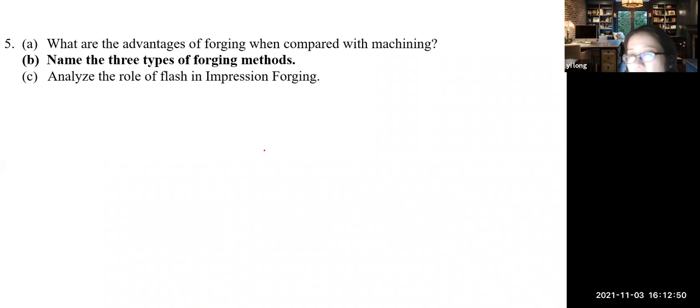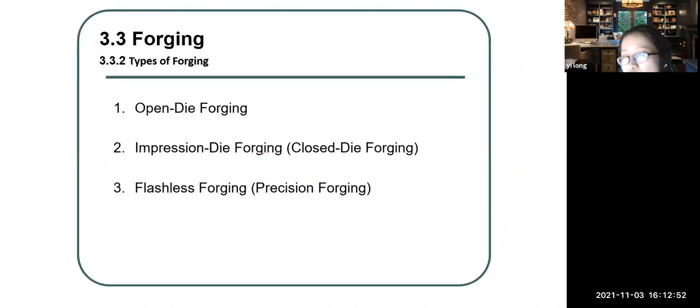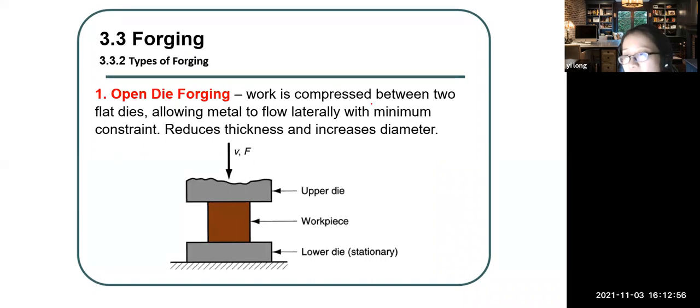And name the types of forging method. We just have to review open, closed, and precision. Open die is compressed between the 2 dies, so you only have constraint coming from the interface here, right? For example, if there is no friction, then in the end the thickness will be reduced and the diameter will be bigger, or you have something like this.